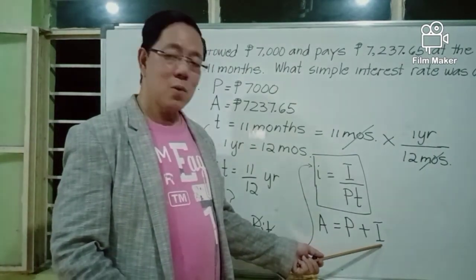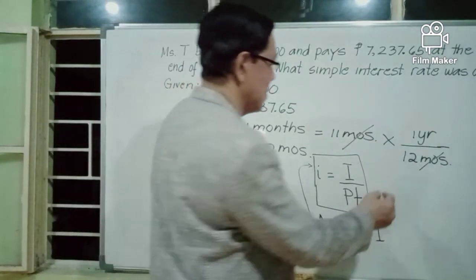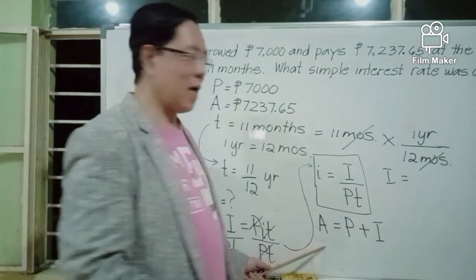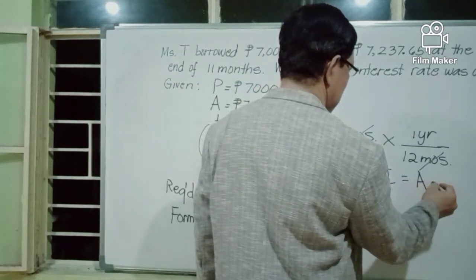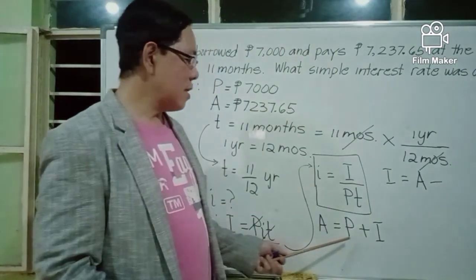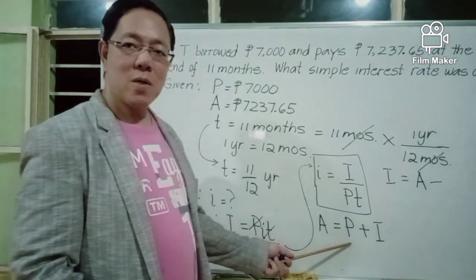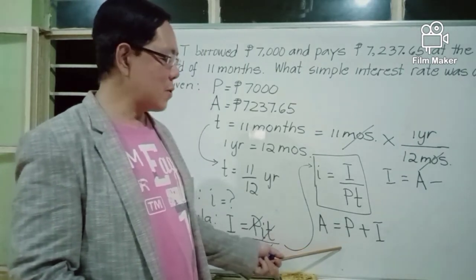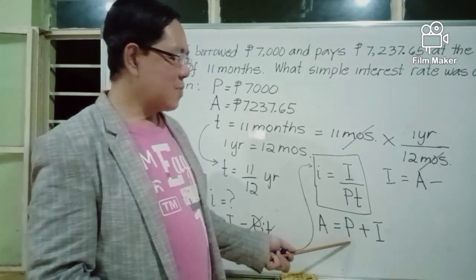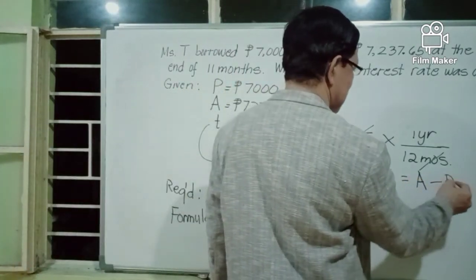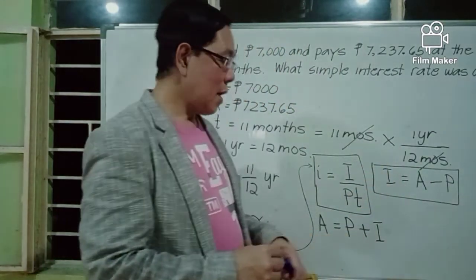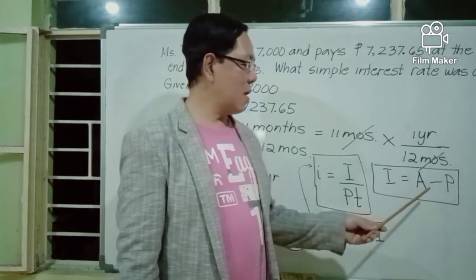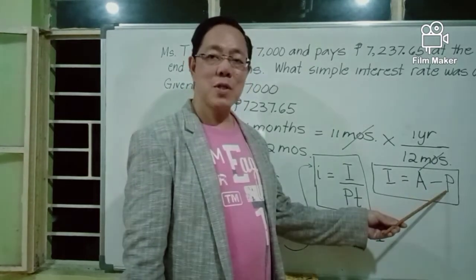So we do that. The amount of interest capital I equals the total amount A minus the principal. We transpose P, the principal or original amount borrowed, to the left hand side, and we take its opposite sign. Hence, from positive P, it becomes minus P. And this is the formula we will use to solve for the amount of interest. It is equal to the difference between the total amount paid and the original amount borrowed.